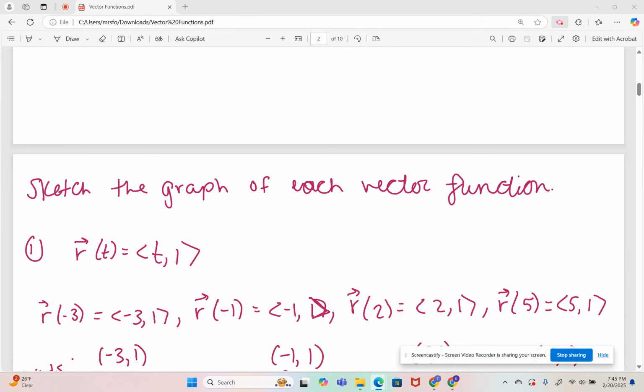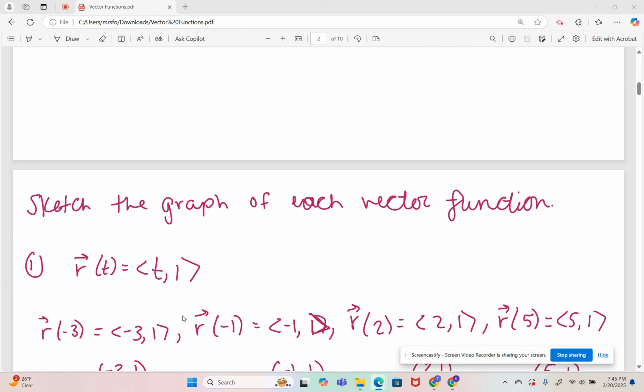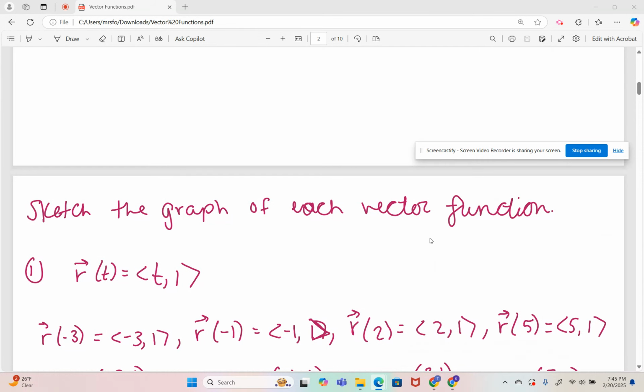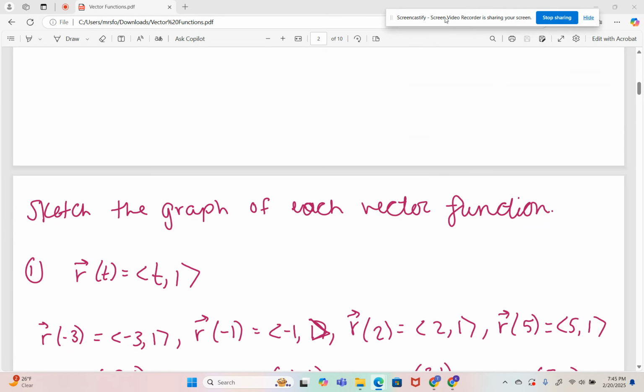But if we want to find, well, what is r of negative 3? Well, it's going to be <-3, 1>. What is r of negative 1? Well, that's going to be <-1, 1>. And I try to make sure my angle brackets don't look like parentheses. r of 2, well, that will be <2, 1>, <5, 1>. And we could do this for so many different vectors.